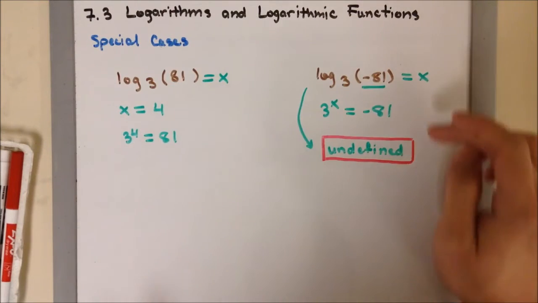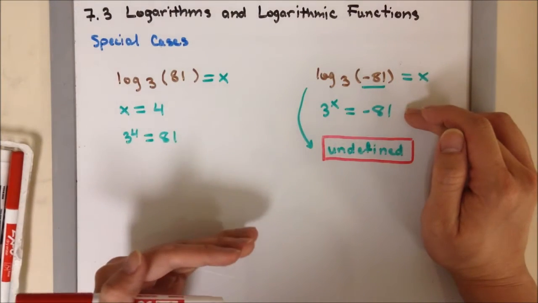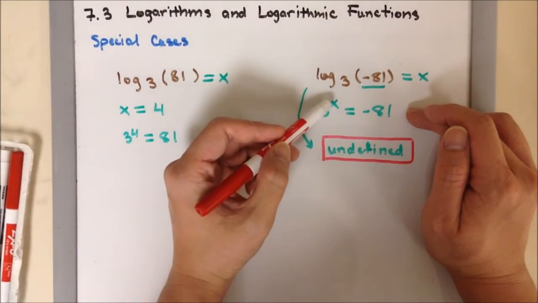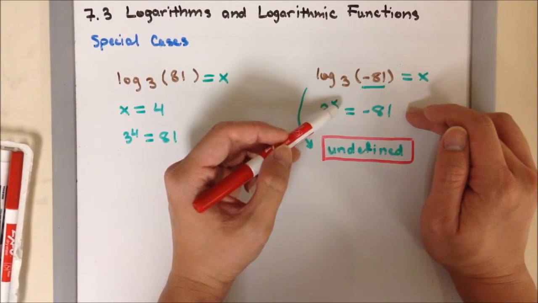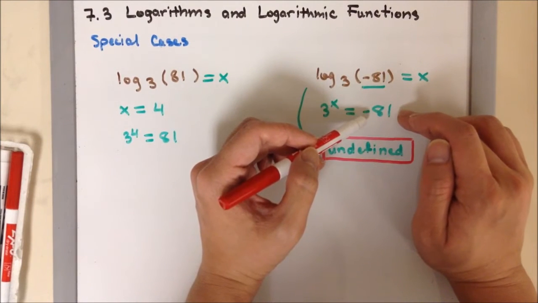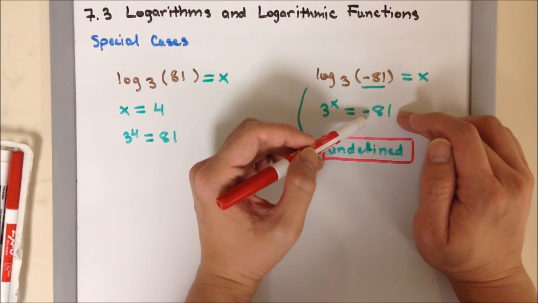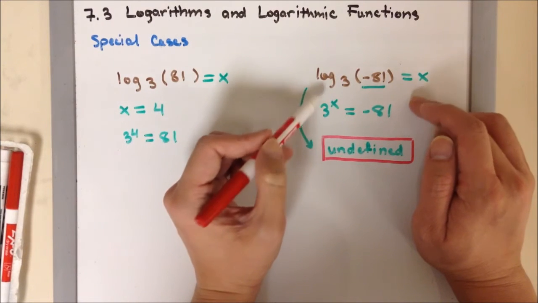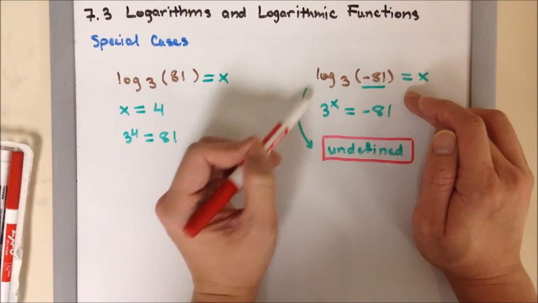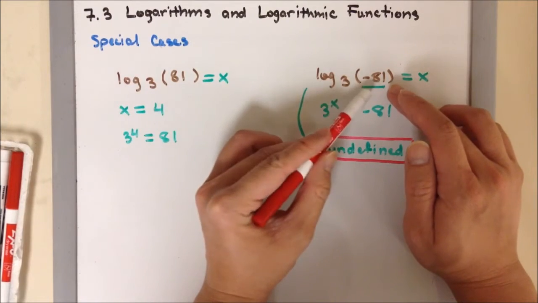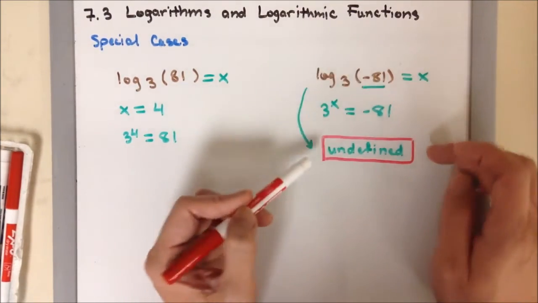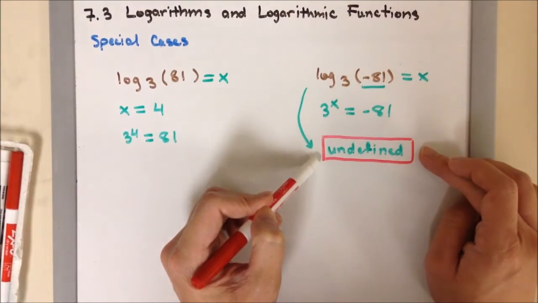Now, I did mention if we're working in exponential form and you're working with odd numbers for exponents, then we can work with negative answers, negative numbers, but only in exponential form, not in log form. So, if you're working in log form and you're doing a log of a negative number, then your answer will be undefined.